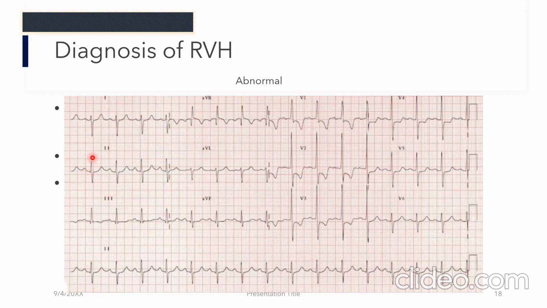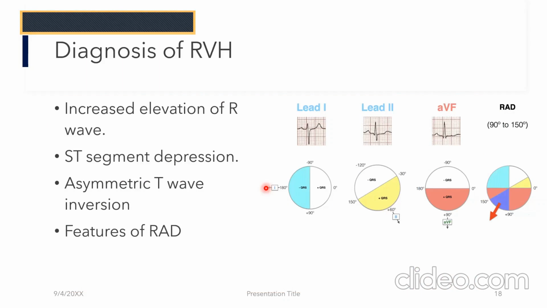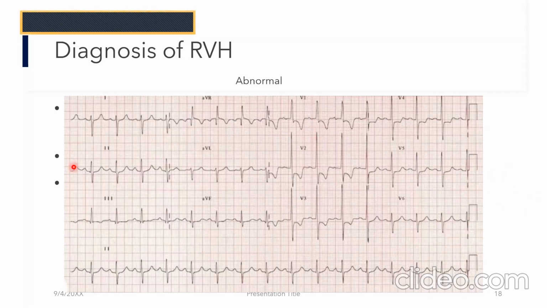hypertrophy, you can see a highly elevated R wave, which is more than 7 millimeters. Also in V2 and V3, we can observe a depressed ST segment as well as an asymmetrical T wave. So these three are very important in diagnosing right ventricular hypertrophy. Apart from this, we can use the feature of right axis deviation, which is also observed in right ventricular hypertrophy. This causes a lot of depression of the S wave, as you can see in this case.